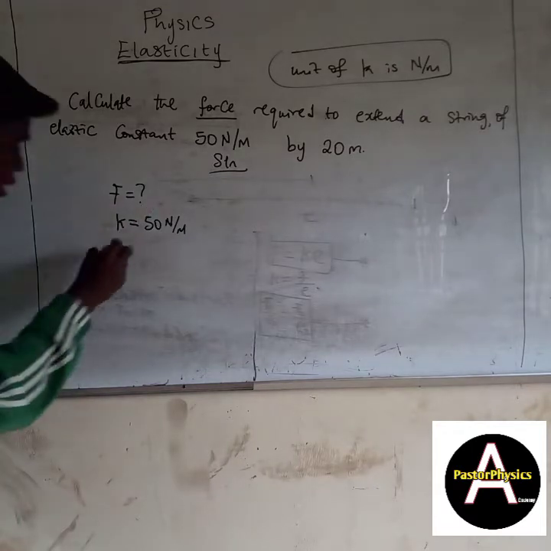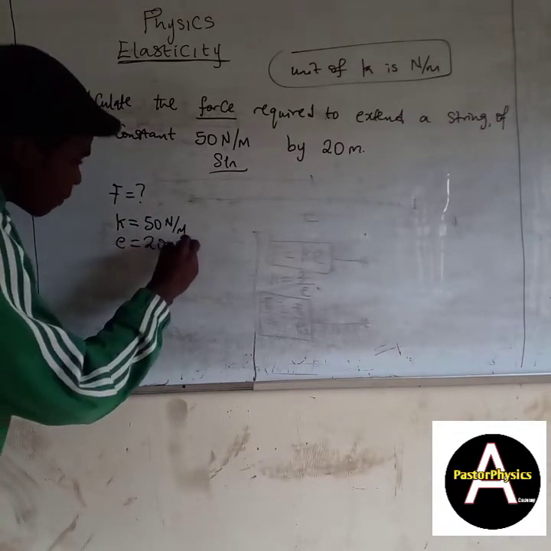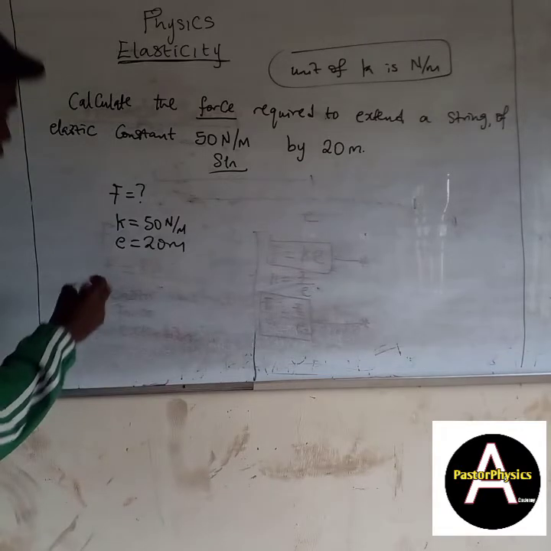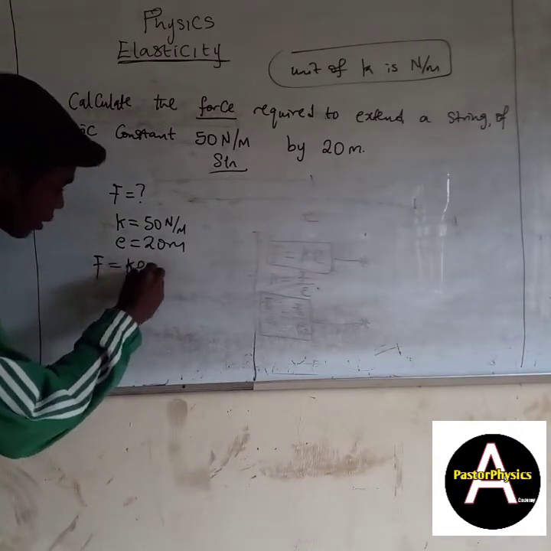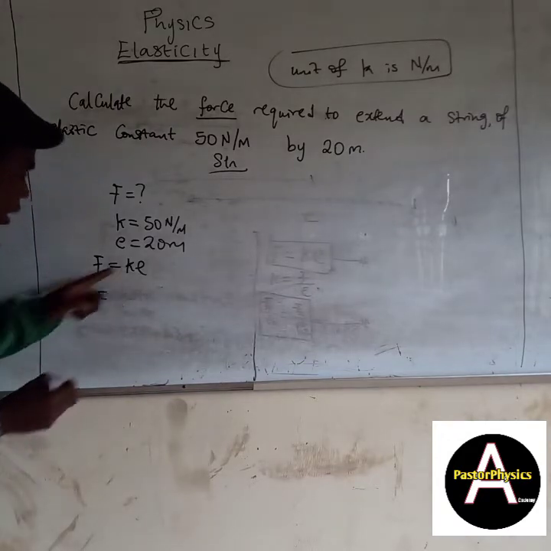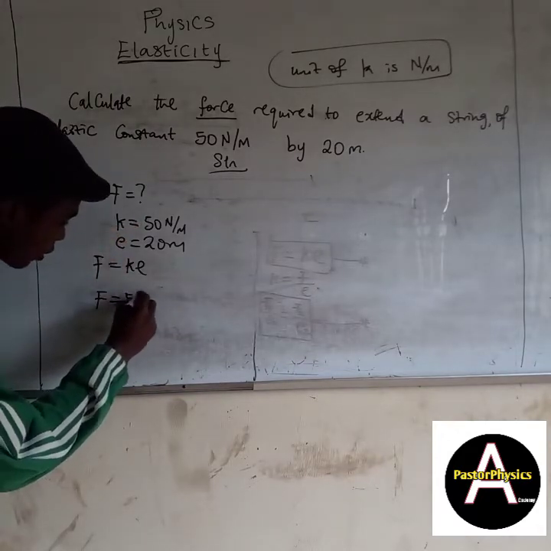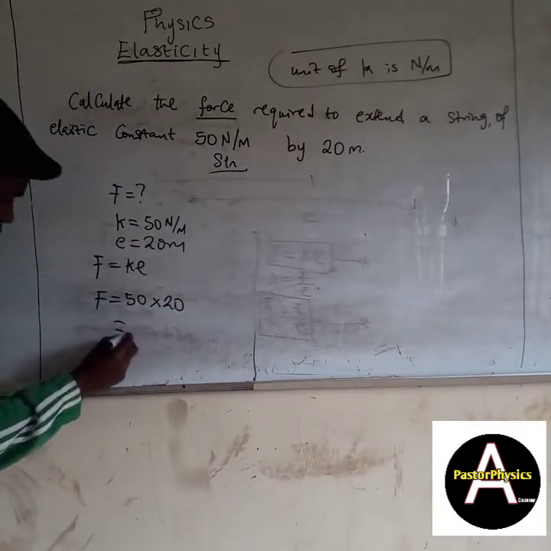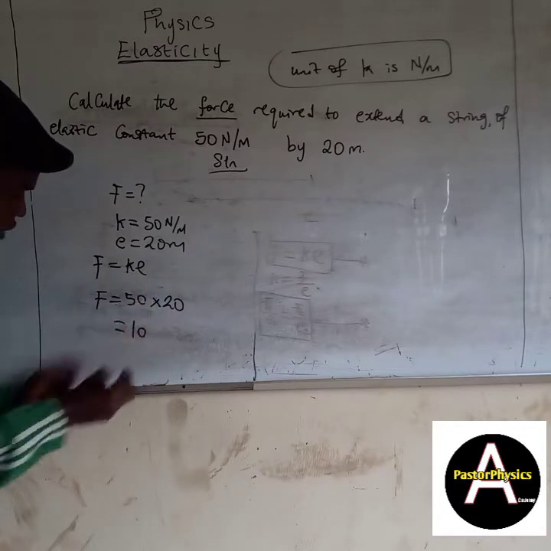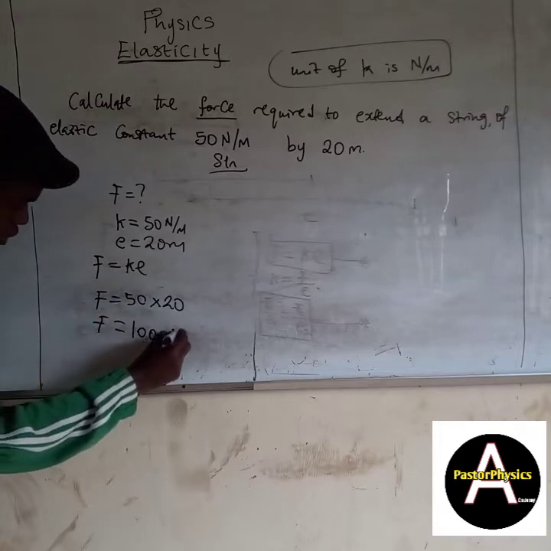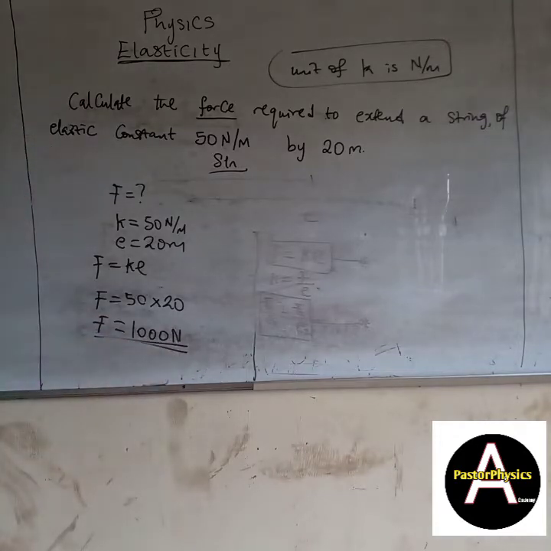It therefore means from here the extension is 20 meters. So what do you do? You look for the formula that relates F, K, and E together. And that formula we have just said is F equal to KE. True or false? This is a simple question that requires direct substitution. So F equals K times E, which is 50 times 20. 50 times 20 is what? 5 times 2 is 10, and just add the 0. So that becomes 1000 Newton. Simple, right? All right.